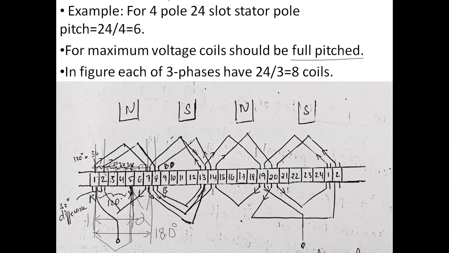Okay, so see here, totally each of the 3 phases has 24 by 3, that is equal to 8 coils, right? So this gives the maximum voltage when connected in series. If it is connected like this, this will be giving maximum voltage. So this is said to be when connected in series.